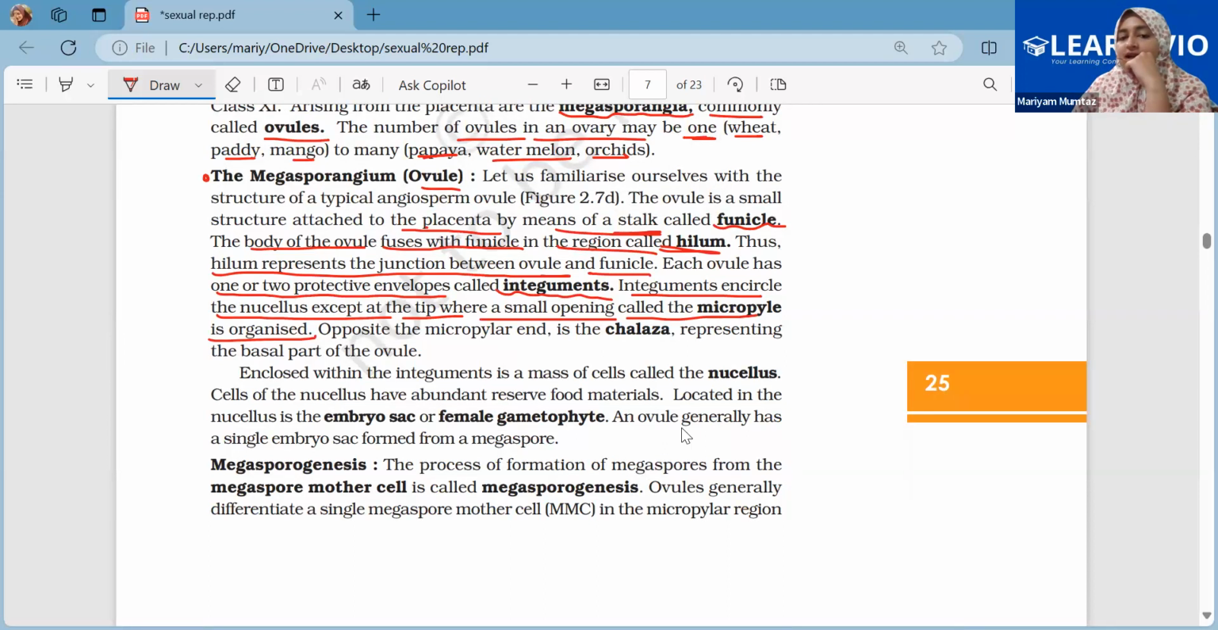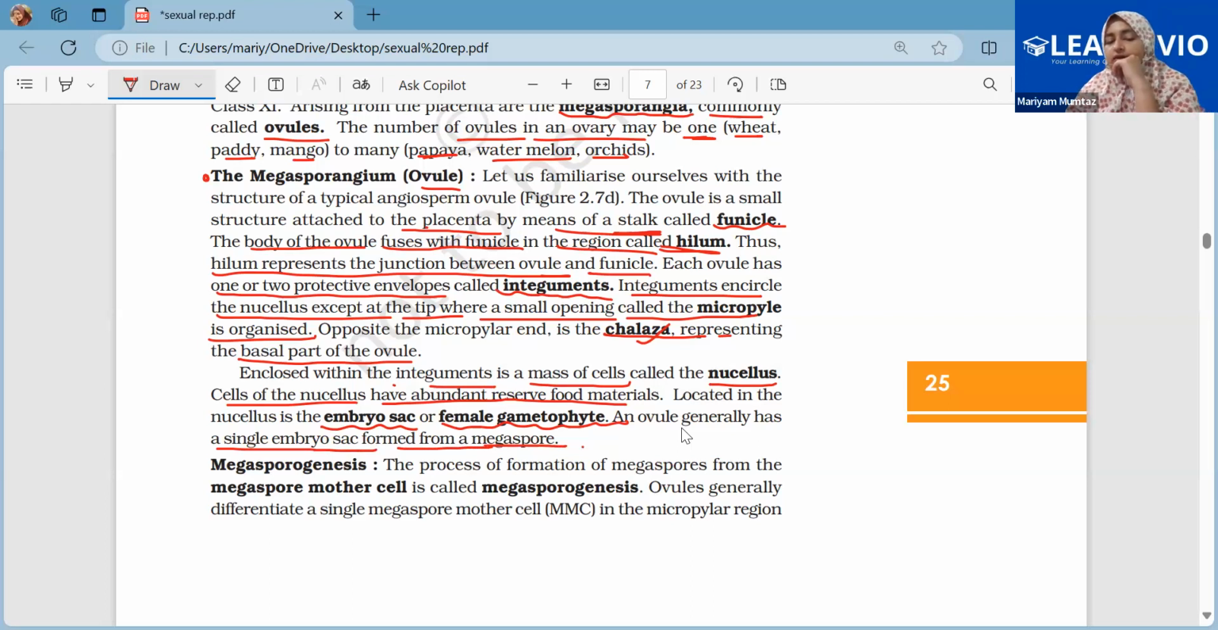So opposite to the micropyle end is the chalazial end, and that represents the basal part of the ovule. Anything, you can say, a structure has a top part and a basal part. So the basal part of the ovule is chalaza, and the top part is micropyle. Enclosed within the integument is a mass of cells called the nucellus. Cells of the nucellus have abundant reserve food material, and located inside the nucellus is the embryo sac or the female gametophyte. Now, an ovule generally has a single embryo sac formed from a megaspore.